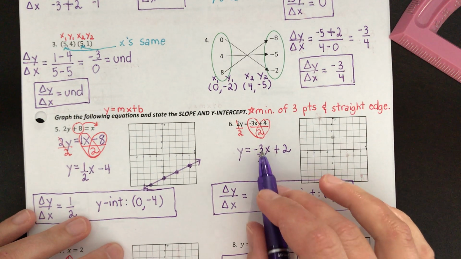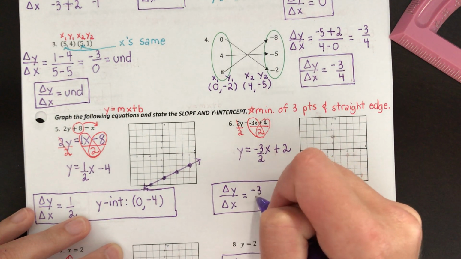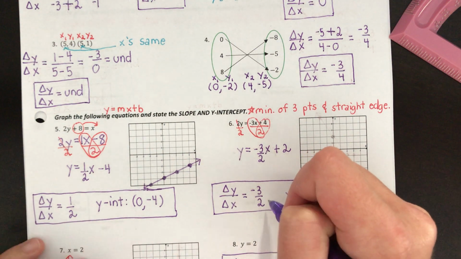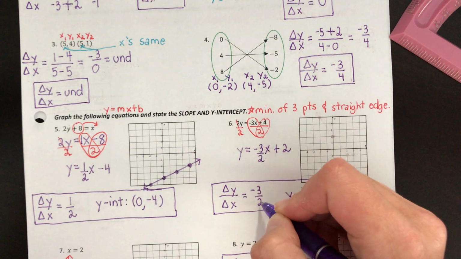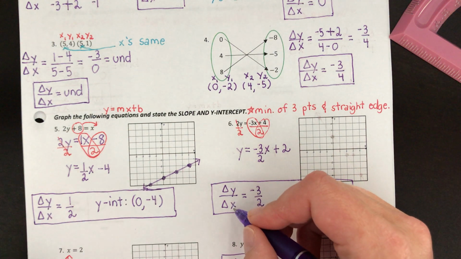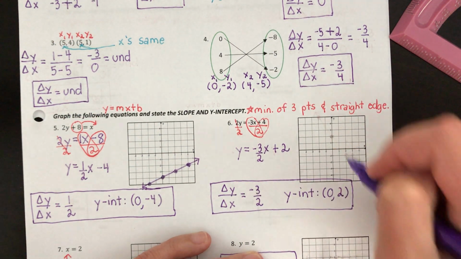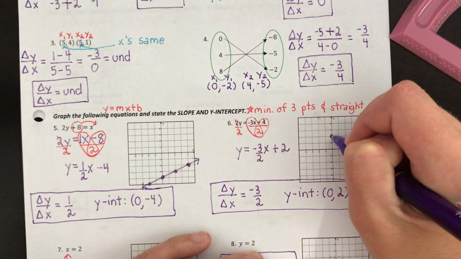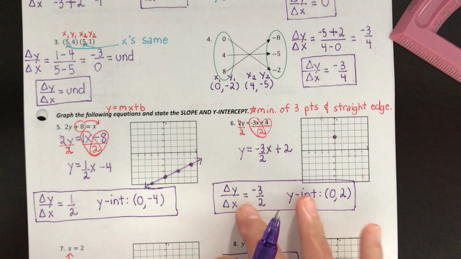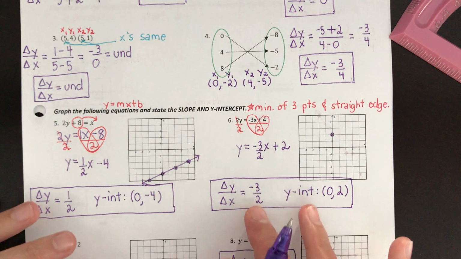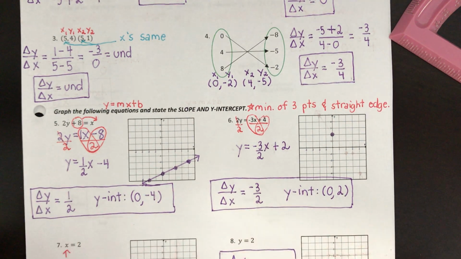Of course my slope is -3/2. Make sure you never put the x there. That's not part of the slope. Okay, so -3/2 is my slope, my change in y over change in x, and my y-intercept is the ordered pair (0, 2). So (0, 2), of course I'll plot that first. And again, make sure on your paper, on your quizzes, on everything that you use this type of notation.